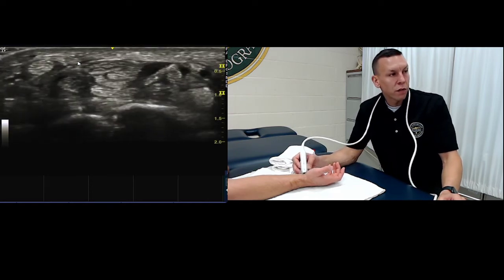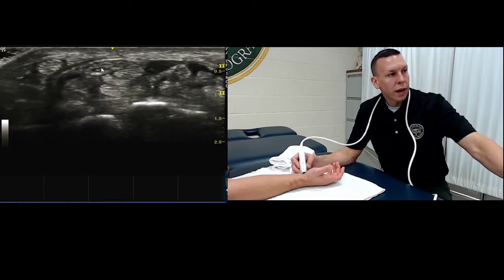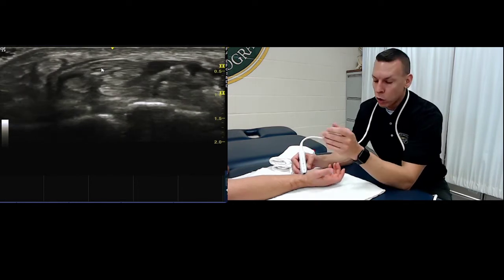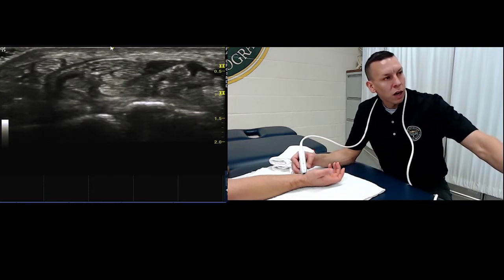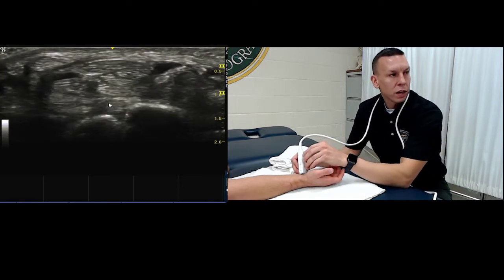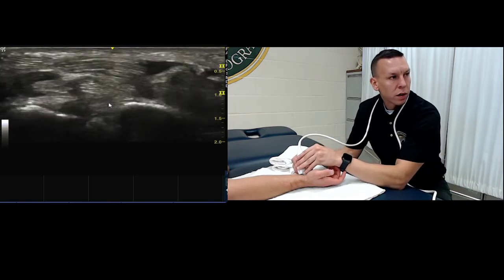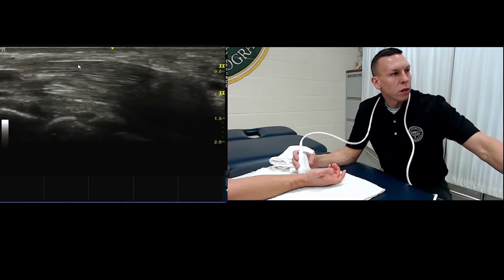You can also, if you like, take a look at the median nerve in long axis, which can be tricky. The way you would do that is by putting the median nerve right underneath the middle of the screen, and then pivoting your probe. And as you pivot, you want to keep it right in the middle here.